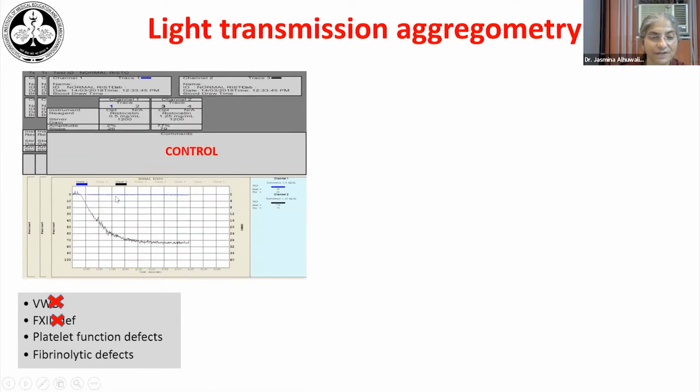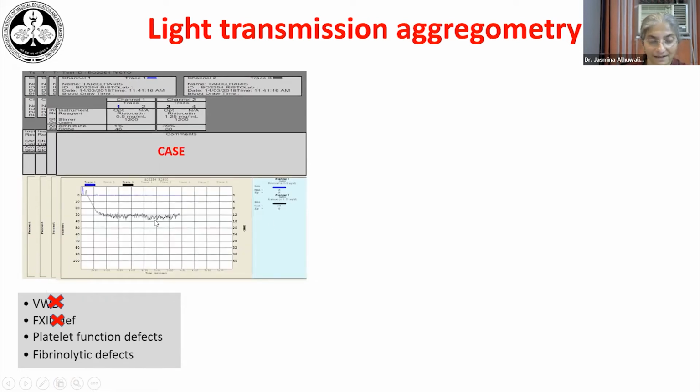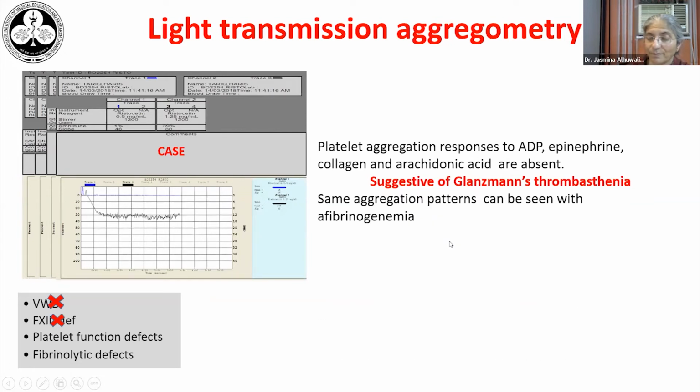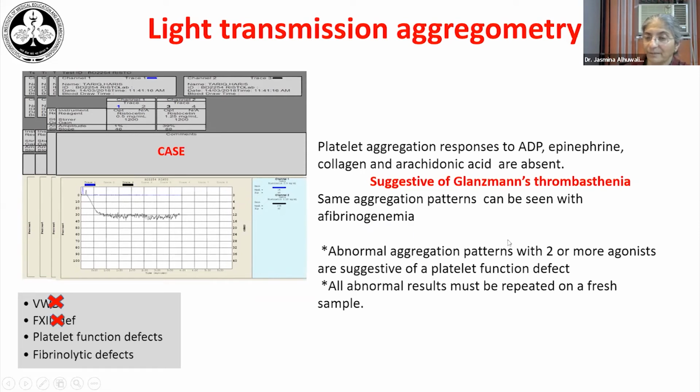With ristocetin, using two concentrations, 0.5 and 1.25 milligram per ml, a normal individual shows aggregation only with 1.25 milligrams per ml of ristocetin. In this patient, there is aggregation at 1.25 milligrams, but it is much less. So what we are looking at is platelet aggregation responses to ADP, epinephrine, collagen, and arachidonic acid, which are absent. This is suggestive of Glanzmann's thrombasthenia. Now, Glanzmann's thrombasthenia is a platelet receptor defect, but we must remember that the same kind of aggregation pattern we can get in patients with afibrinogenemia.